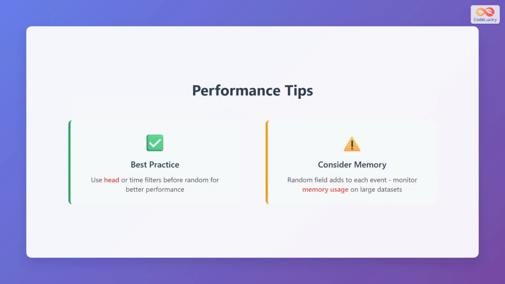When using the random command, keep these performance tips in mind. First, it's best practice to use head or time filters before applying the random command. This limits the number of events processed and improves performance. Second, remember that the random field adds data to each event, so monitor your memory usage when working with large datasets. The random command processes every event, so limiting your dataset size up front will make your searches more efficient.